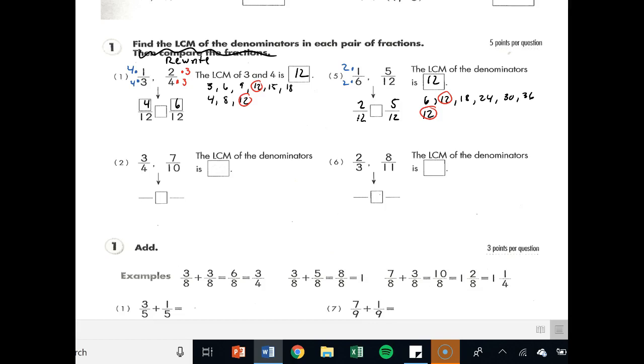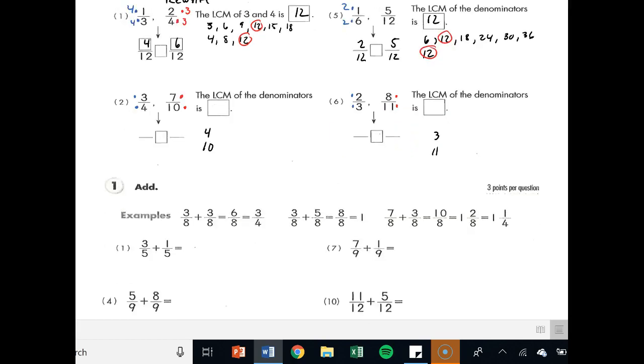All right. So on number 2 there, you would list the multiples of 4 and 10, find the LCM. And number 6, you'd list the multiples of 3 and 11 and find the LCM. And on both of these, you'd be saying, all right, what do I need to multiply by here? What do I need to multiply by here? And then same thing, what do I need to multiply here? And what do I need to multiply here?